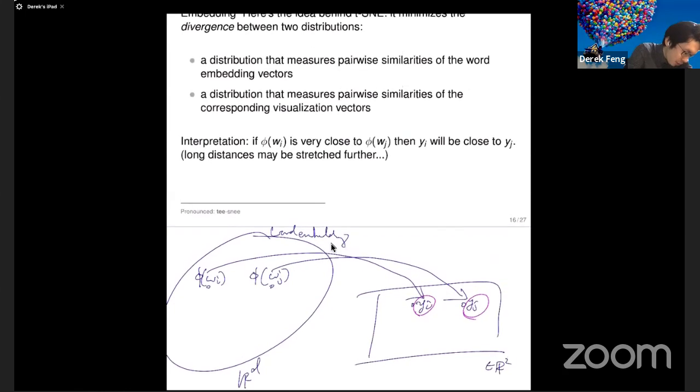We're going to have two distributions. One of these distributions measures the pairwise similarity of these word embeddings, and another distribution measures the pairwise similarities of these visualization vectors. Once you define two distributions, I can then measure how close they are, assuming the set that the distributions are on is exactly the same. What do I mean by that?